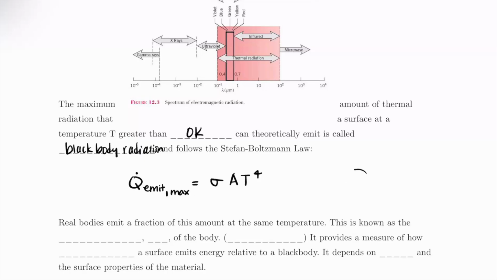All right, so this is our little body with some area A, and it also has a temperature. And then it is emitting a heat flux. Okay, so in this equation, we have this sigma here that is the universal Stefan-Boltzmann constant.